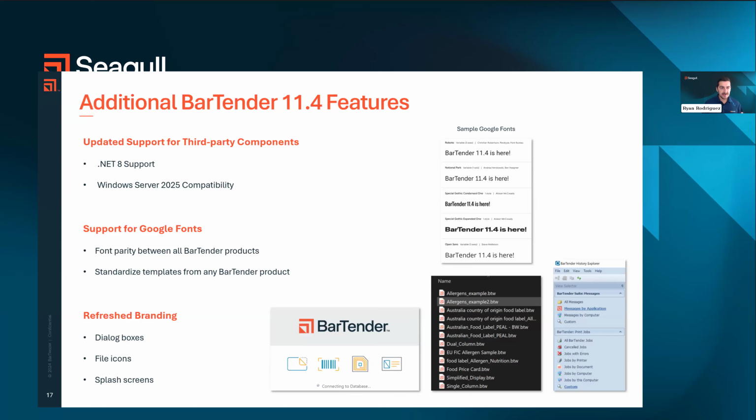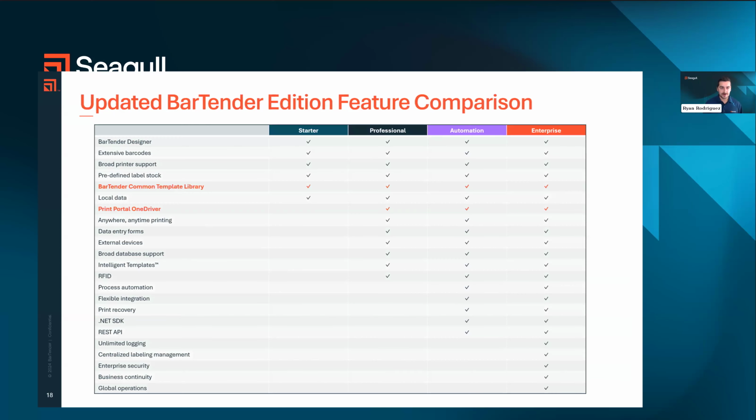And so taking these features that we've gone over, everything that we have gone through is essentially available for all BarTender editions. So all features and enhancements are included except for the Print Portal One driver. This is only going to be available for any edition that has access to Print Portal. So that would be Professional and above. So that is the only difference with this software release.